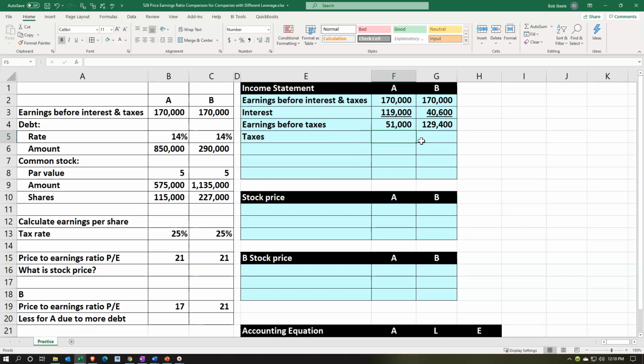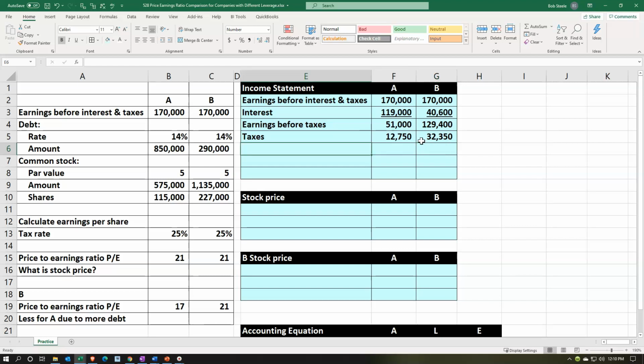issuing stocks for it. So we're going to say this will be the 51,000 times the 25%. And this is going to be equal to the 129,000 times the tax rate of 25%. So once again, B's paying more on the taxes due to the fact of how they're financing the business.